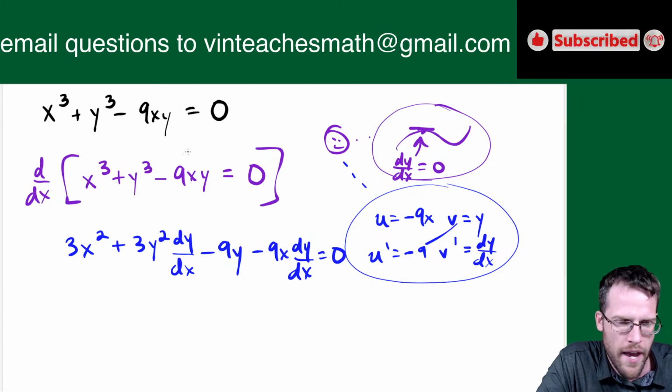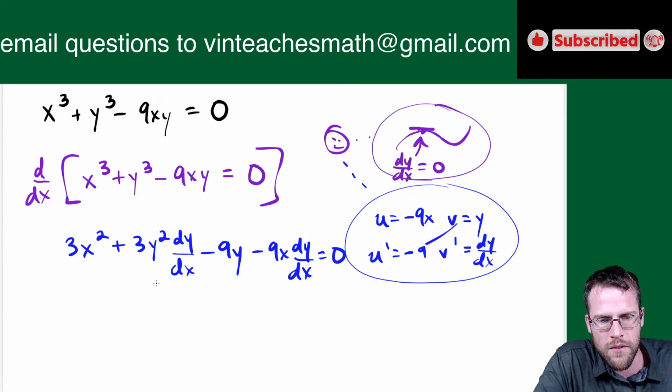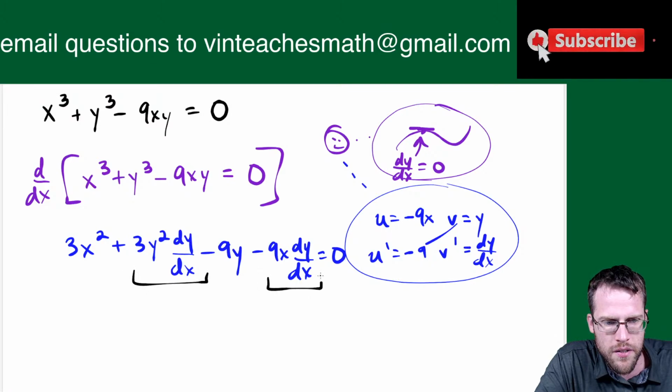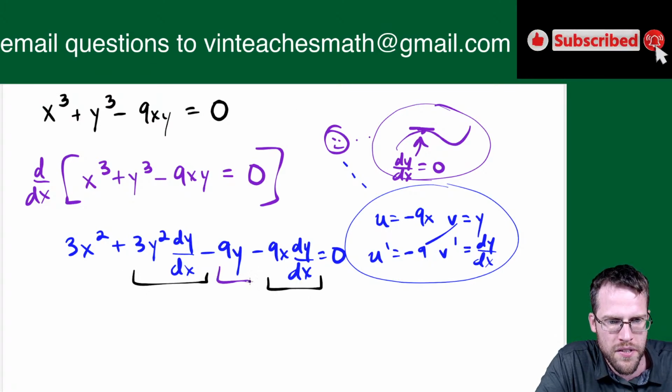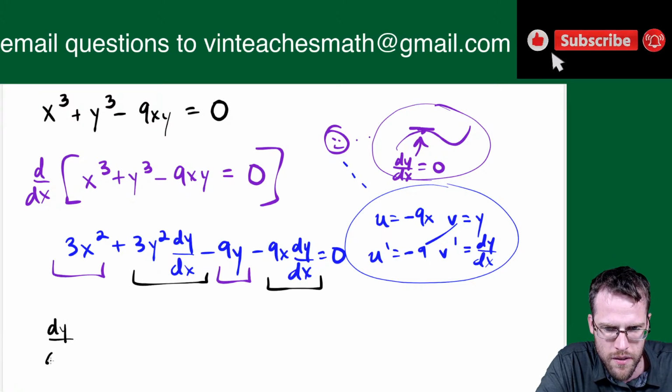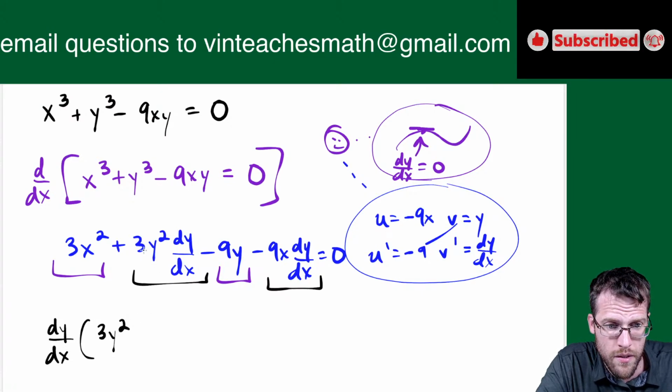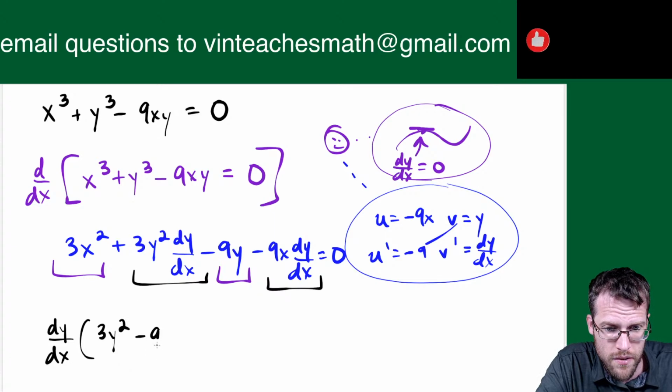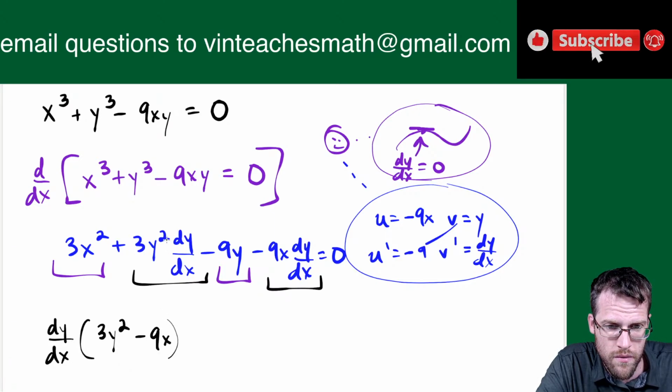So it's just etched in my memory. Now what I would do is keep these together and move this stuff to the other side. So what we have is, and I'm going to factor out, dy dx times 3y squared minus 9x. So you see the dy dx terms have coefficients of 3y squared and minus 9x.